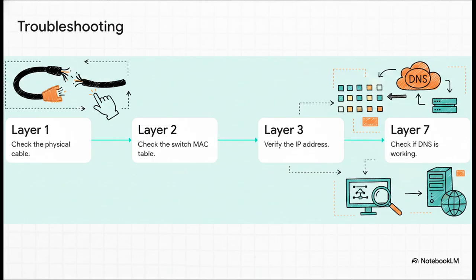You don't start at the top checking the DNS server, no. You start at Layer 1. Is the cable physically cut or unplugged? Then you move to Layer 2. Is the switch actually learning the MAC address? Then Layer 3 for IP issues, and so on. It's a highly structured process of elimination.